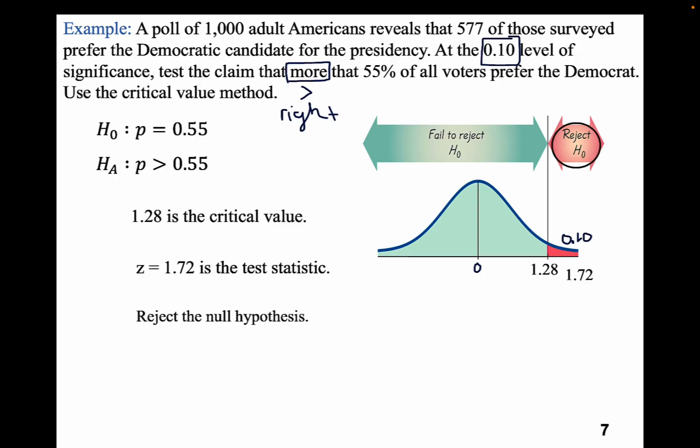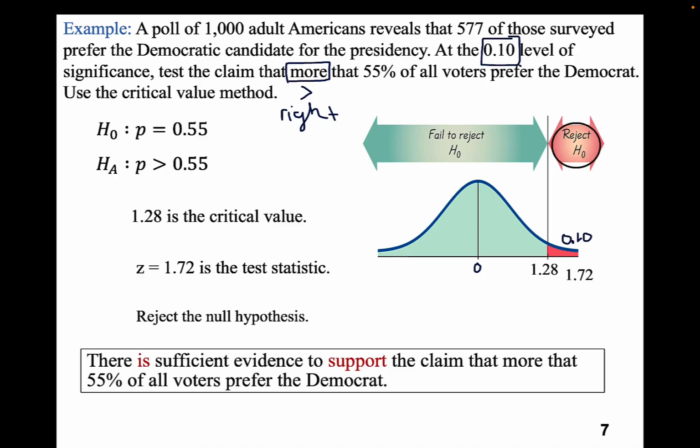Reject the null hypothesis. There is sufficient evidence to support the claim that more than 55% of all voters prefer the Democrat. Had the test statistic been in this green fail to reject region, then the script would have changed. The script would have been fail to reject the null hypothesis, and then there is not sufficient evidence. So it really is just about where did that test stat fall.